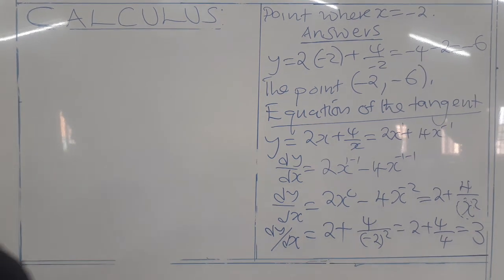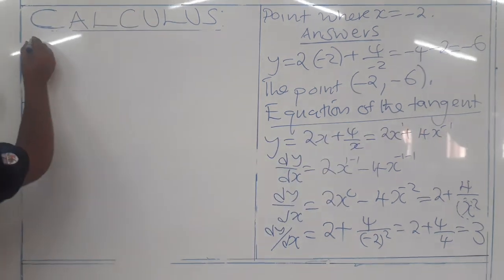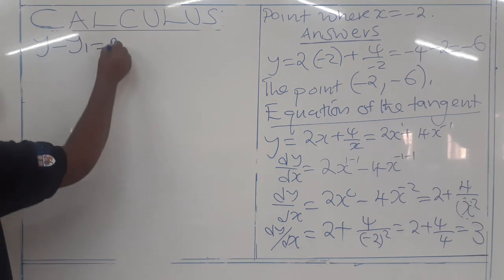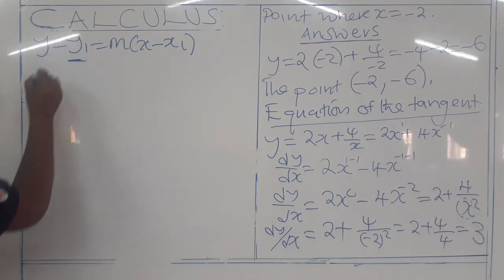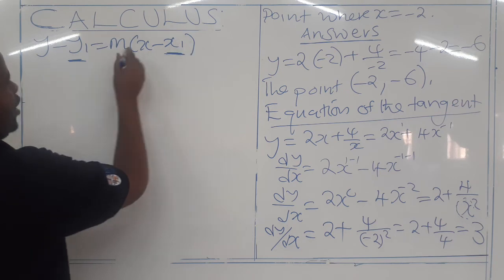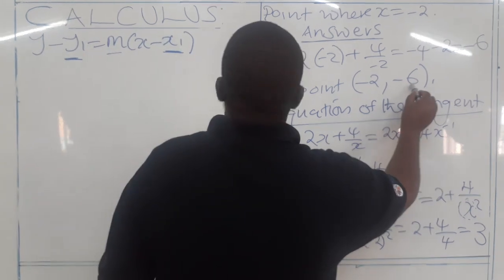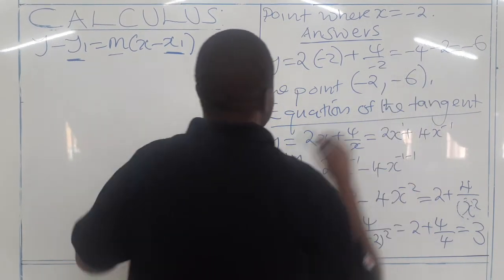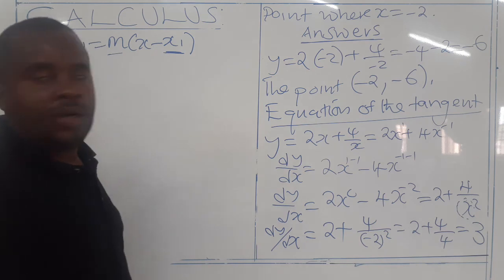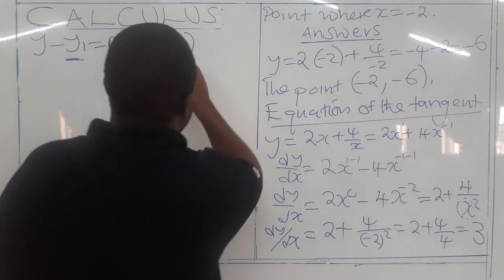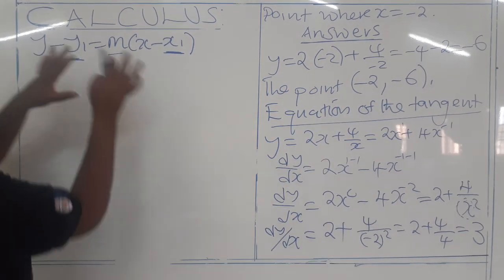Okay, so that is our gradient. Now, to find the actual equation of the tangent, we are going to say y minus y1 is equal to m(x minus x1). Now, what is the y1? What is the x1? As well as the m. Our y1 is this value of y here, so it is negative 6. Our gradient is the one that we have found here to be 3. Then our x1 is the value of x here, which is negative 2. So we just do the substitution.